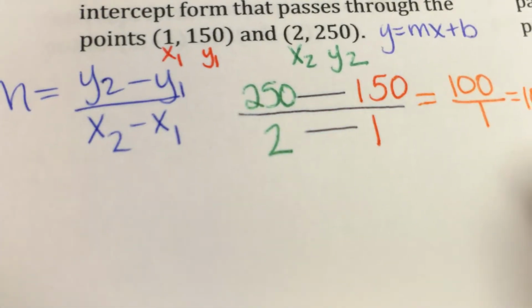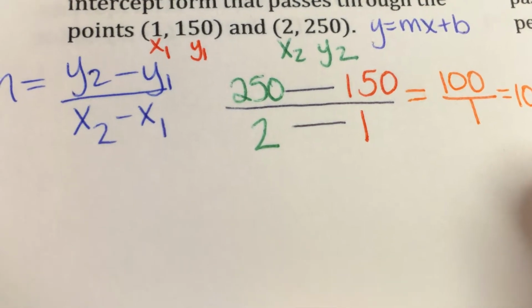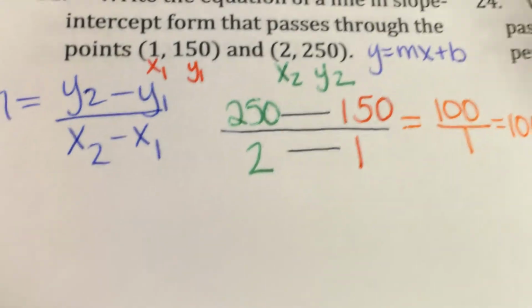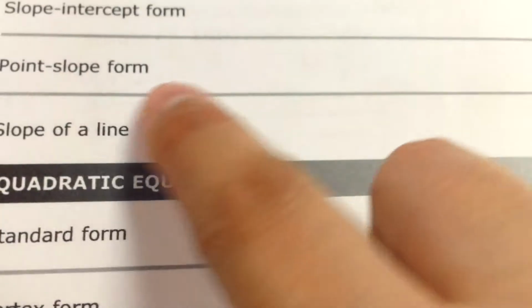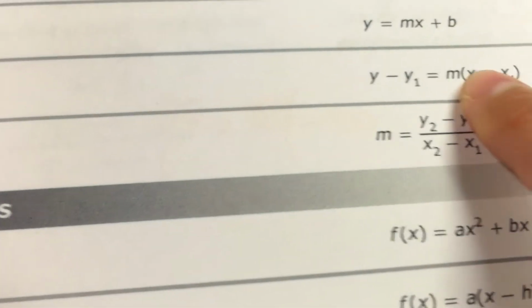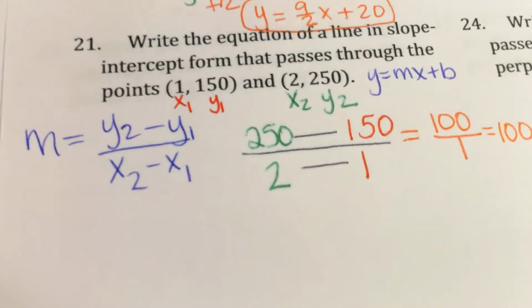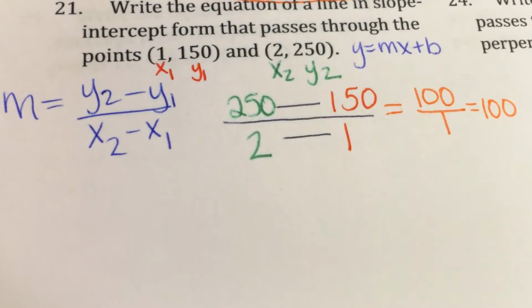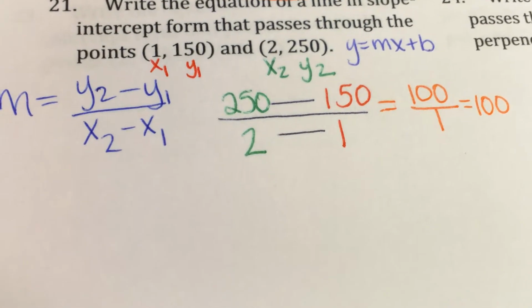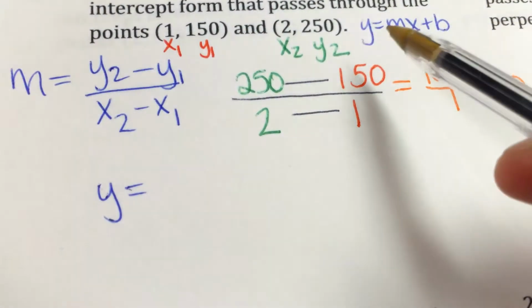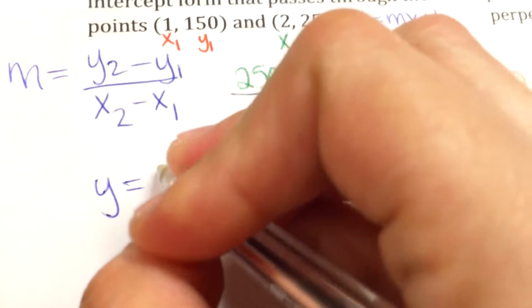Now we need to find the b, the y-intercept. To find the y-intercept, there's two different ways. You can use point-slope form, where you choose a point and you plug in the slope, and then you change it to y equals mx plus b. Or you can do it a different way, which I'm going to show you. We are going to plug in, here I have y equals mx plus b. M is 100. We just found that.